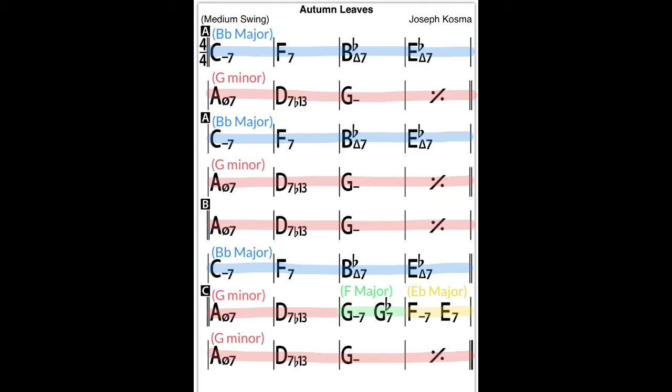In the last 8 bars, we briefly pass through 2 additional key centers, F major and E flat major. This is accomplished through 2-5 progressions as well, although in this case they're slightly disguised through the use of tritone substitutions. This G flat 7 chord is substituting for a C7 chord in this case, and this E7 chord is substituting for a B flat 7 chord.